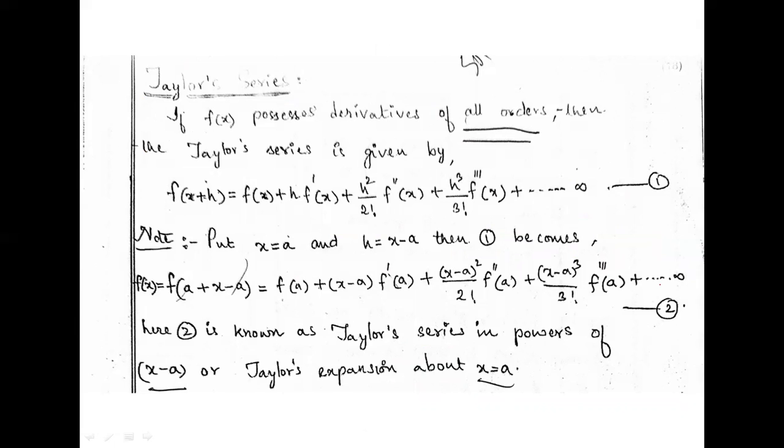Now, Taylor's series. If f of x possesses derivatives of all orders, then the Taylor series is given by f of x plus h is equal to f of x plus h into f dash of x plus h square by 2 factorial into f double dash of x plus h cube by 3 factorial into f triple dash of x, till infinity. Okay, this is your Taylor series. Taylor series is very easy. It is really important for 2 marks.